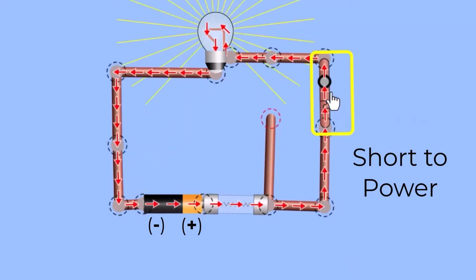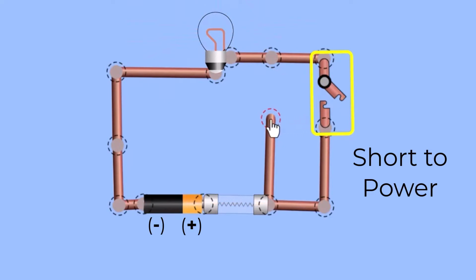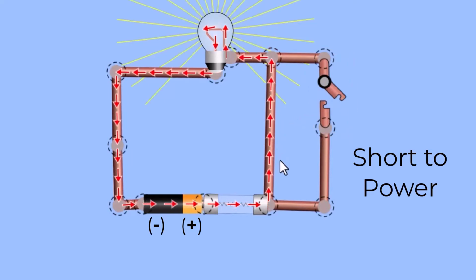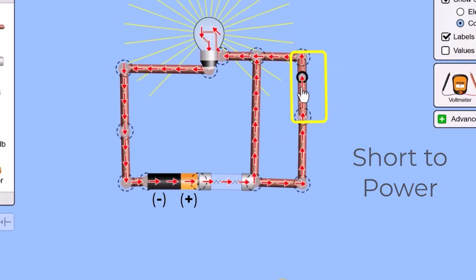A short to power occurs when an unwanted power source is introduced into the circuit which bypasses the switch. This causes the electrical load to be on all the time and uncontrollable by the switch.